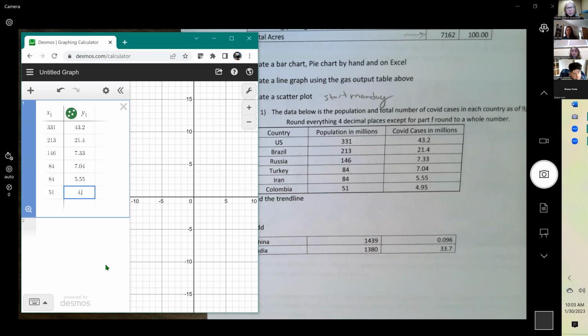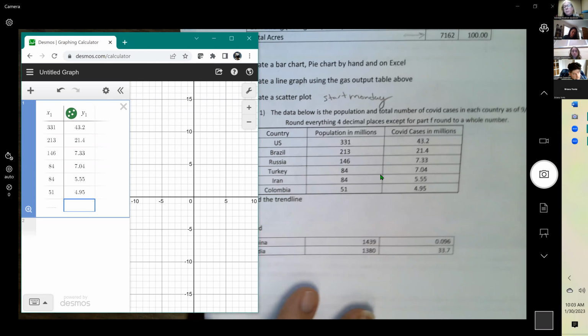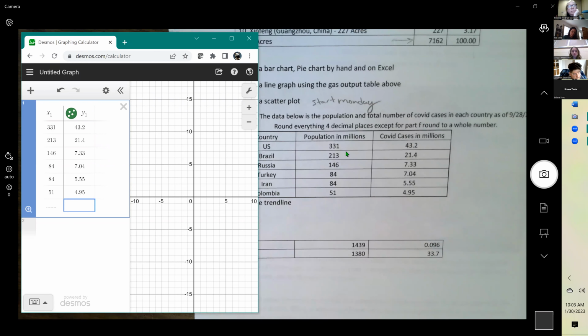Now, if you open my Word document, you probably could copy and paste it. This was just from a picture, so I couldn't do that. Any questions on that part?